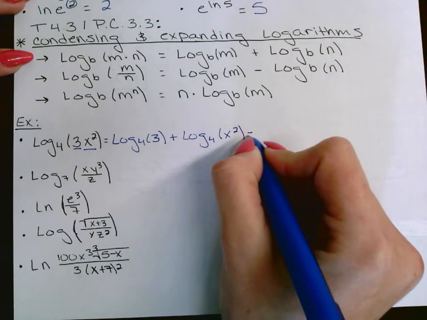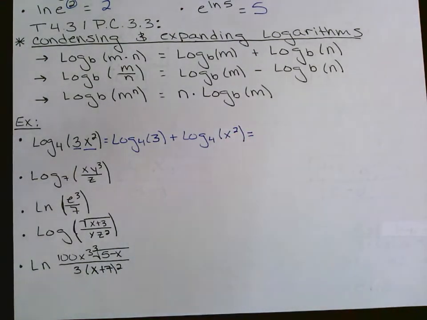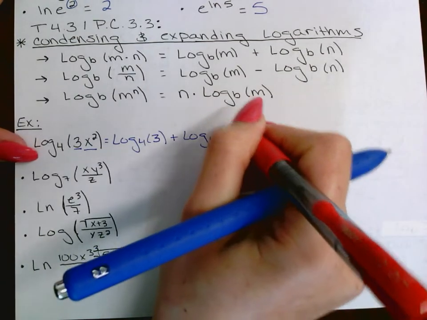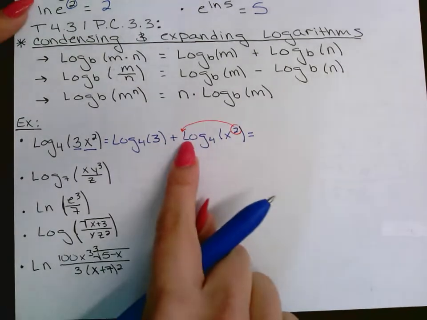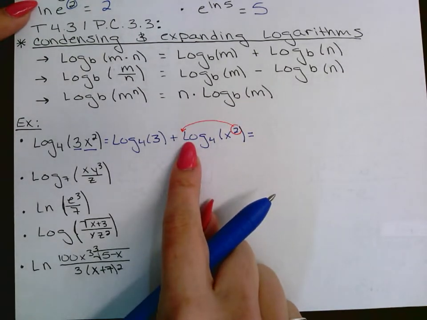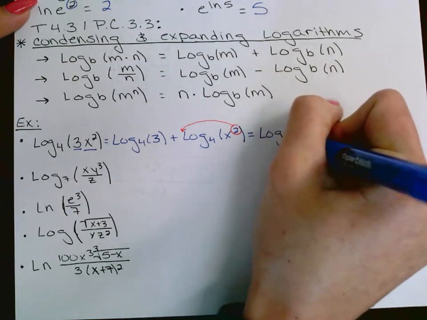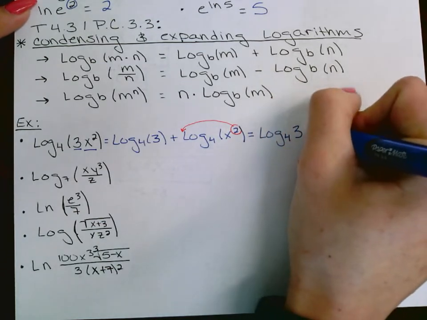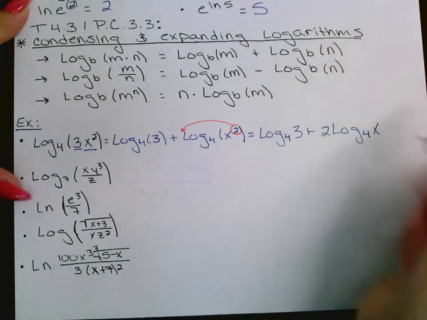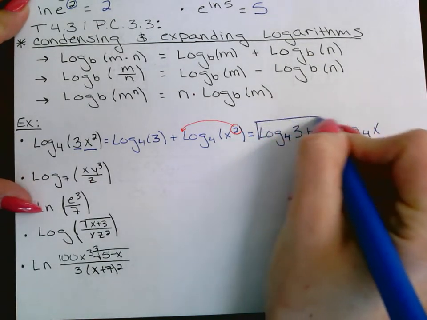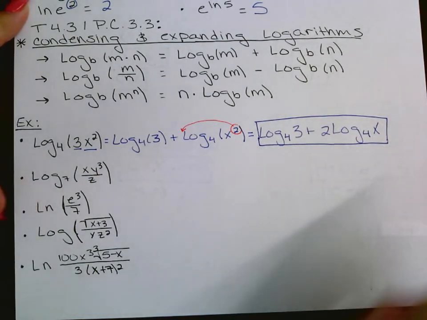I can go a step further and use the third rule to move this exponent of a 2 to the front. It only belongs to the x squared, not the 3, so it only goes in front of the log that has the x. So it would be log base 4 of 3 plus 2 log base 4 of x. And at that point, I would be done expanding.